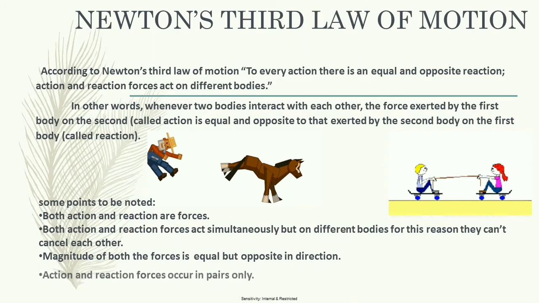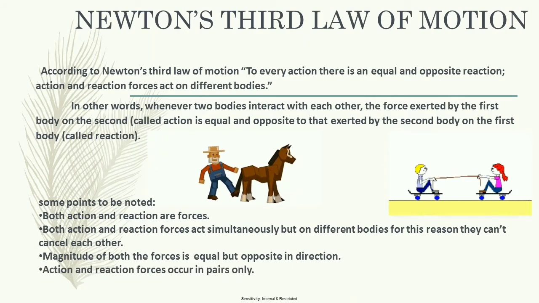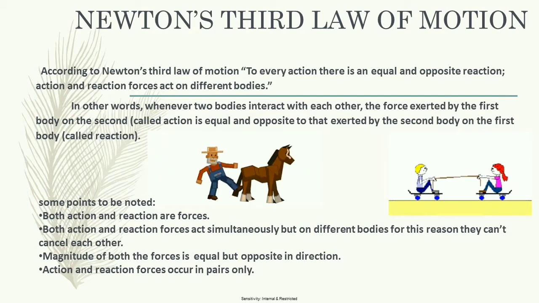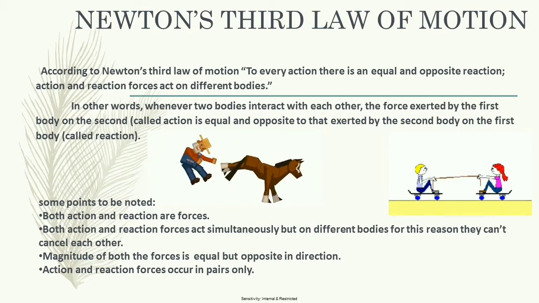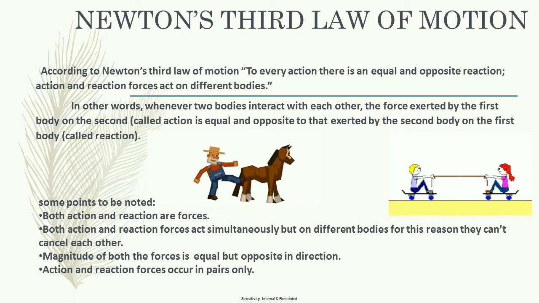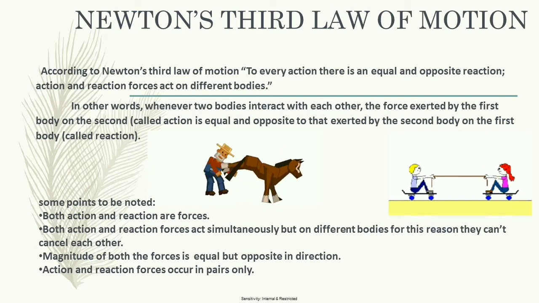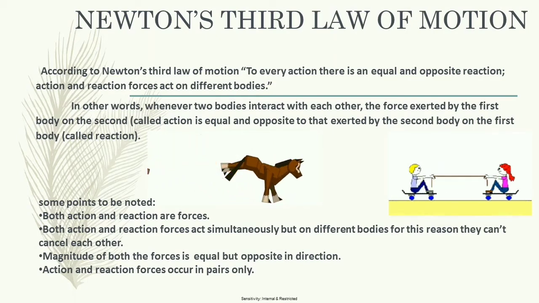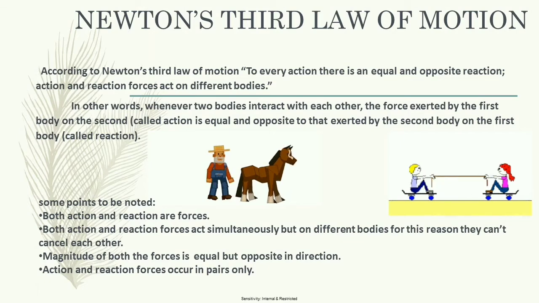Our next point: action and reaction forces occur in pairs only. If they satisfy the A on B and B on A requirement, they form a pair. The two forces happening to be equal and opposite does not necessarily mean that they constitute an action-reaction pair. So, this is Newton's third law of motion.